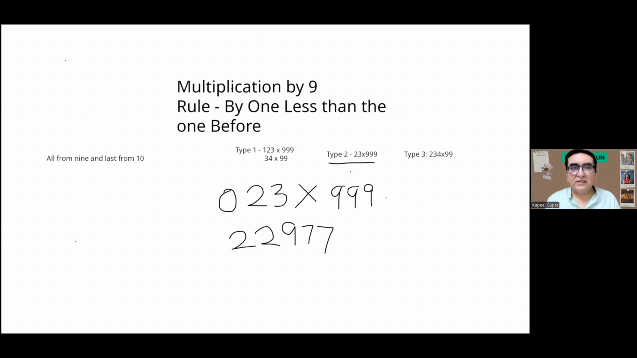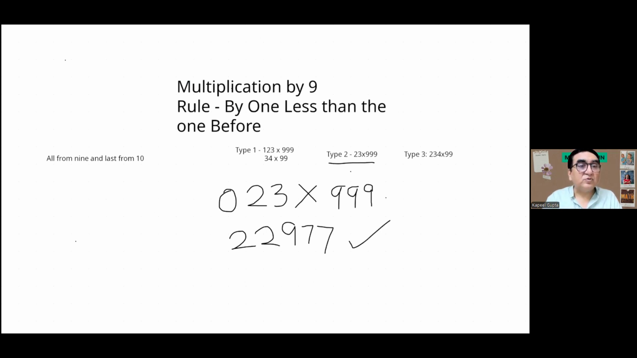Subtract 1 from 23, I got 22. Then I found the complement of 023. So 9 minus 0 is 9. 9 minus 2 is 7. And 10 minus 3 is 7. Simple. We have the answer. Okay, so keep on practicing.